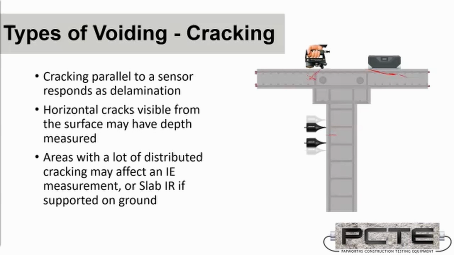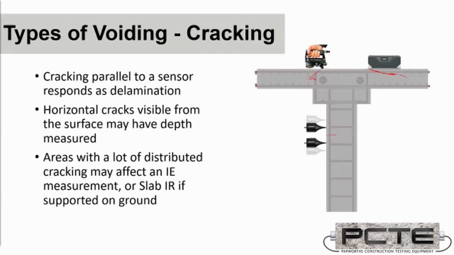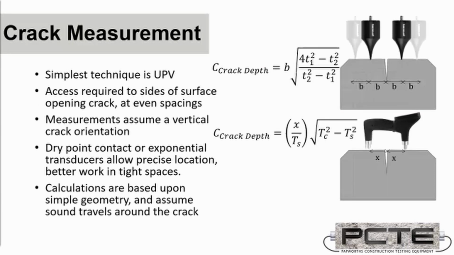And if there's a lot of distributed cracking, it may affect an impact measurement. It may affect a UPV measurement. But ultimately, that's the hardest thing. You have a great deal of difficulty finding cracking with any technique, ultrasonic, radar, or other, when the geometry doesn't put that crack flat against the face of the structure as a delamination.